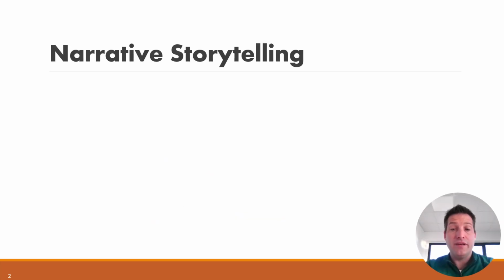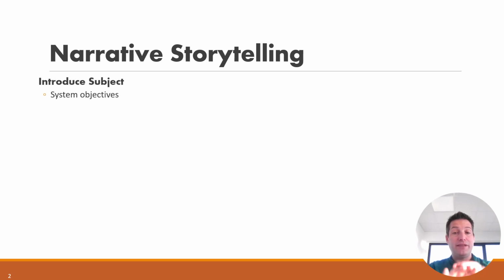So how do we do this? Well, there's many different methods. Let's start at the very beginning. First thing we need to do is introduce the subject. And when we introduce the subject, we are going to give the objectives of the entire system, whatever it is that I'm introducing here. And we're going to give a general description of the different components in the system. And we're going to keep this very broad, but it needs to provide a narrative as to what is happening.